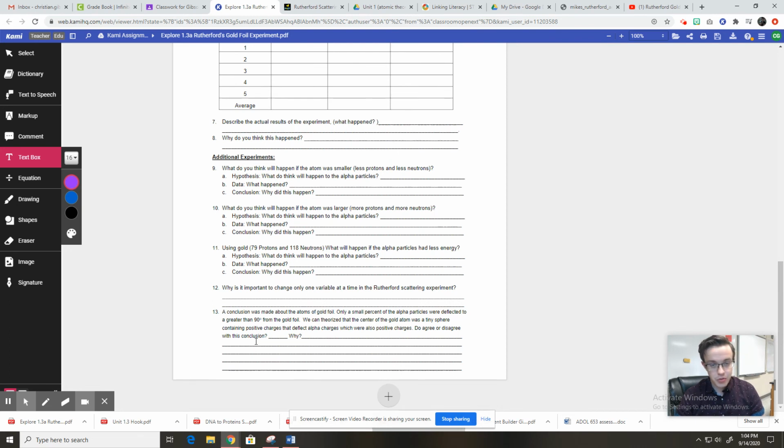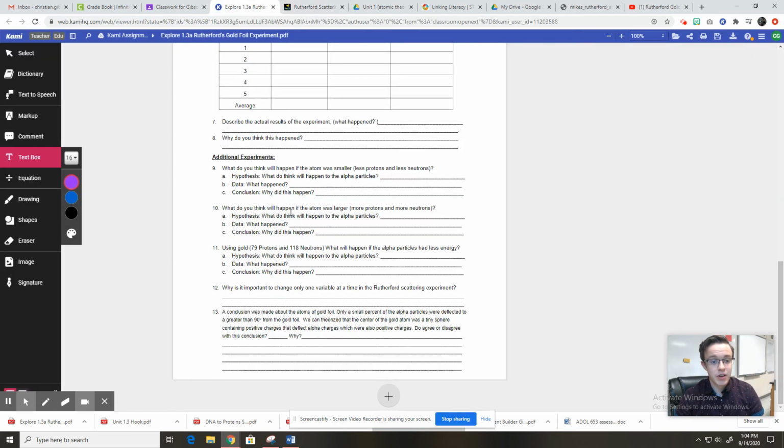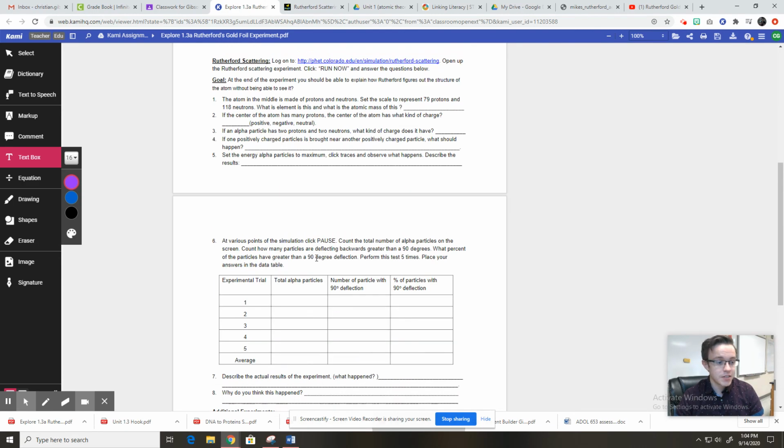And this is really cool because you guys are getting to do the exact experiment that Ernest Rutherford used to discover that atoms even have nuclei. You guys get to do that because we have access to this simulation. So I think you guys will like this. It shouldn't take you too terribly long to answer these.